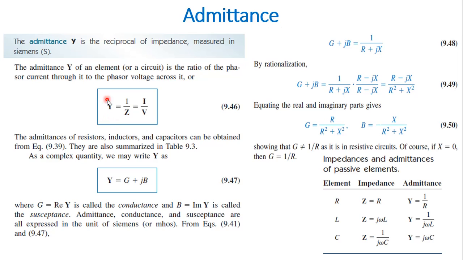Admittance is represented by Y. It is the reciprocal of impedance, so Y is 1 by Z, or the ratio of phasor current to phasor voltage. So this is admittance.